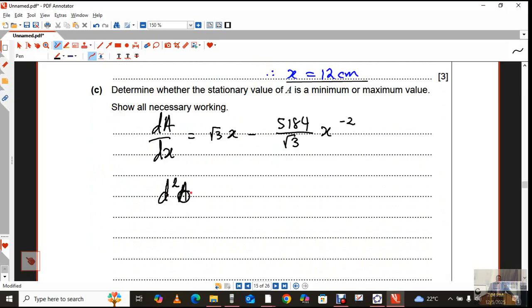This is just notation, d squared A over dx squared, second derivative. Obviously taking 1 away, it's going to give you root 3. Then you're going to have a negative times negative is positive, bringing that to, okay, that is going to be 2 times this whole thing. That's twice of that. It's 10,368 all over root 3, obviously taking away 1 from the power. That's going to be x to the -3. Now, what happens now?